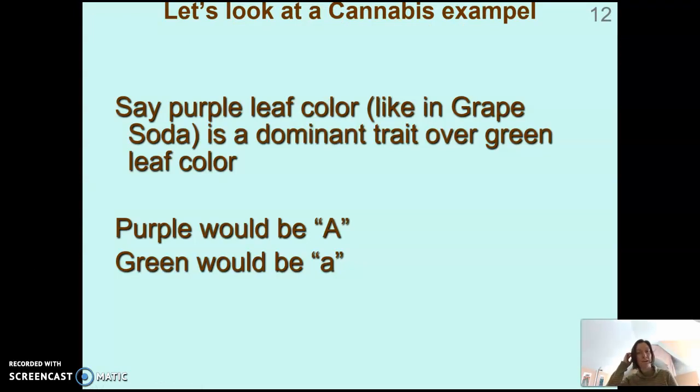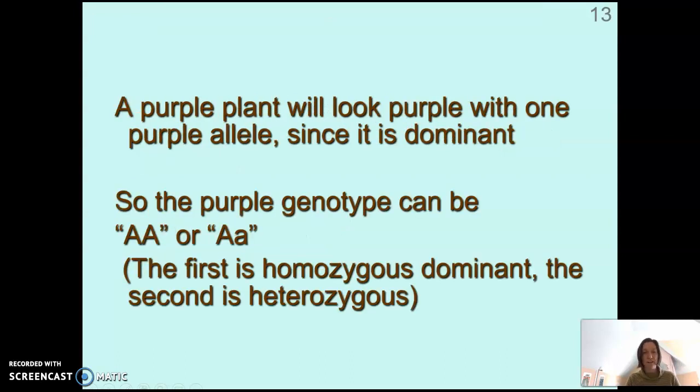So let's look at a cannabis example. Oops, I see a typo. Sorry. Say we have purple leaf color, like in the Grape Soda strain. It's a dominant trait over green leaf color, and we're just using this as an example. Purple, therefore, would be labeled a capital A, and green would be a lowercase a for our alleles. So a purple plant would look purple with one purple allele, since it's dominant, but it could have two purple alleles. So we could have big A, big A, or big A, little a here. Homozygous dominant, or heterozygous for a purple plant.